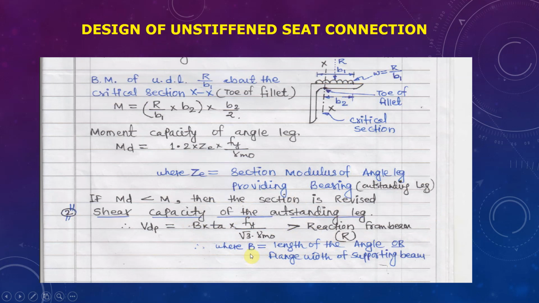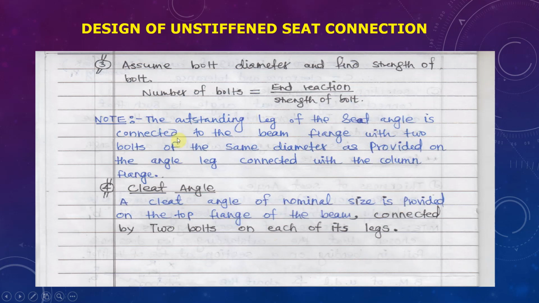Here B is again the length of the angle, or it is also taken as the flange width of the supporting flange. It is also taken as the flange width of a column. Actually this is the flange width of a support, sorry, this is also taken as the length of the angle or flange width of the supporting beam.